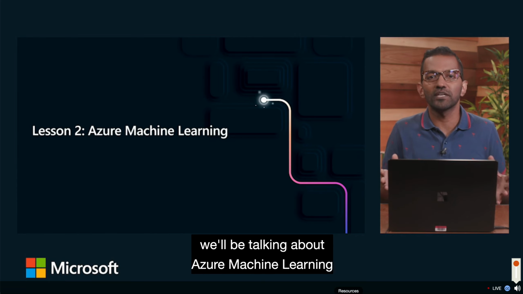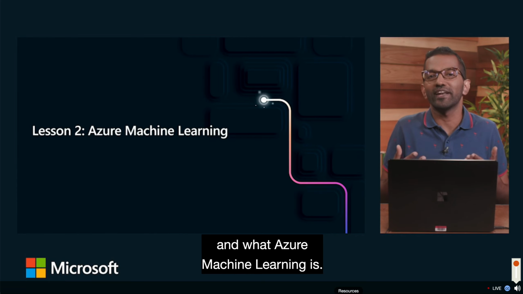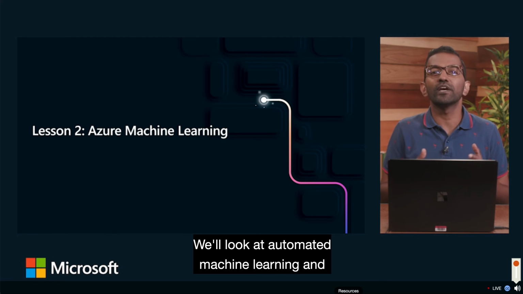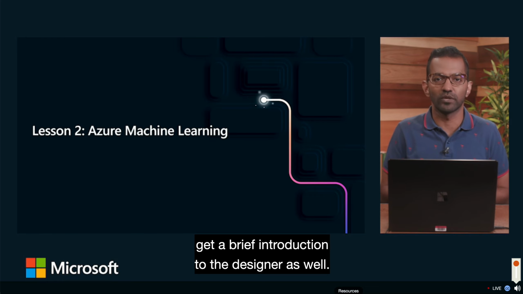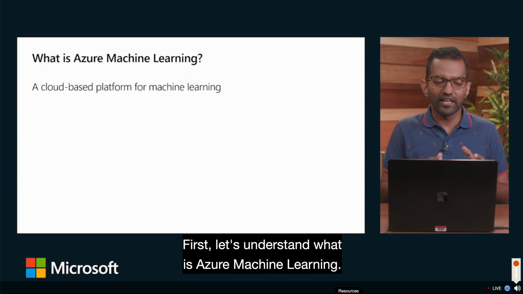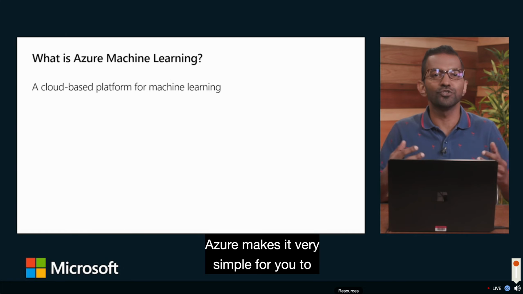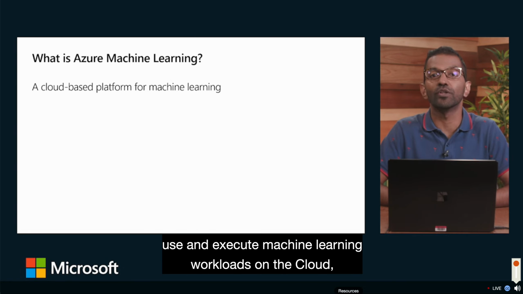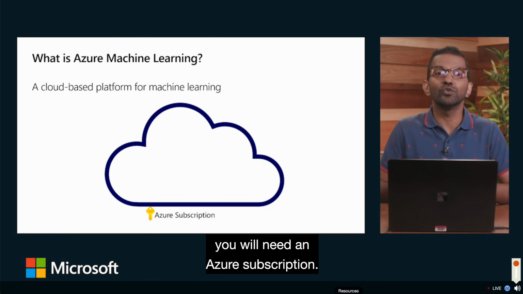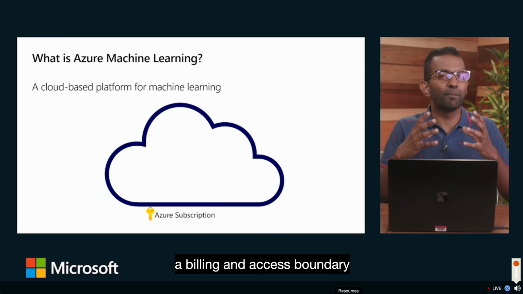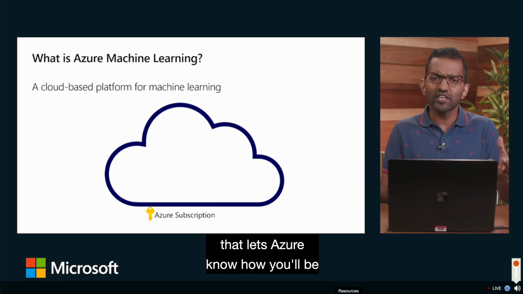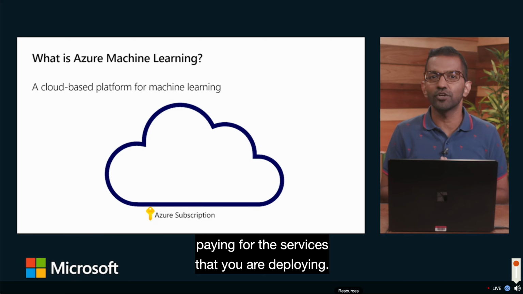In this lesson, we'll be talking about Azure machine learning and what Azure machine learning is. We'll look at automated machine learning and get a brief introduction to the designer as well. But first, let's understand what is Azure machine learning. Azure makes it very simple for you to use and execute machine learning workloads on the cloud. But before you can do that, you will need an Azure subscription. A subscription can be thought of as a billing and access boundary that lets Azure know how you'll be paying for the services that you're deploying.